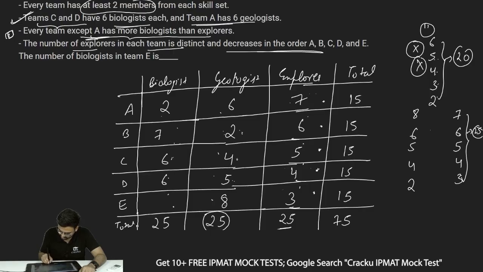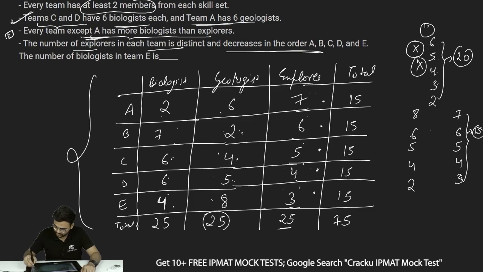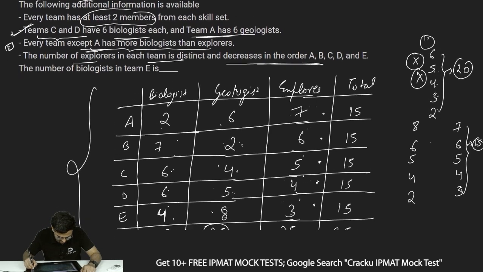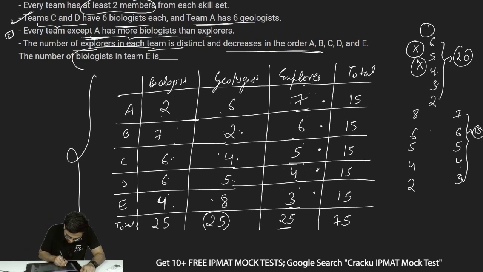So if this is 8, this is 3, 11, so this will be 4. So this is my entire table. Now, it is asking for the number of biologists in team E. So the number of biologists in team E is 4, and therefore the correct answer will be 4.